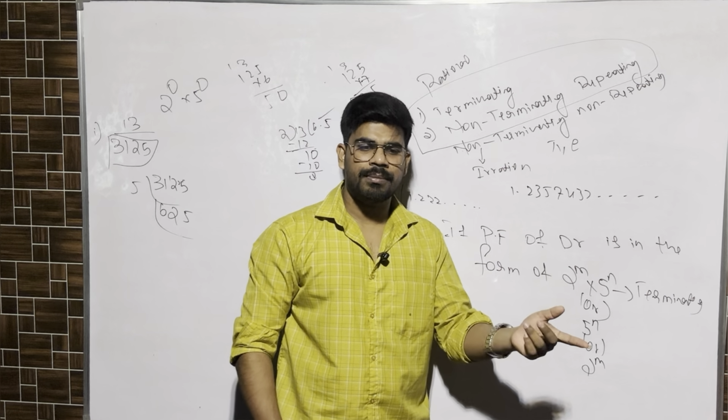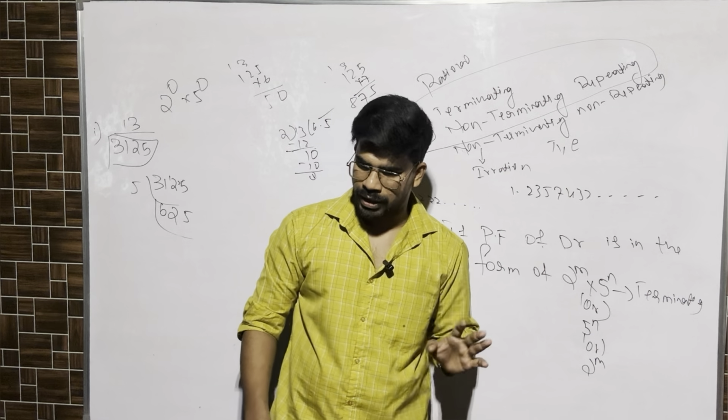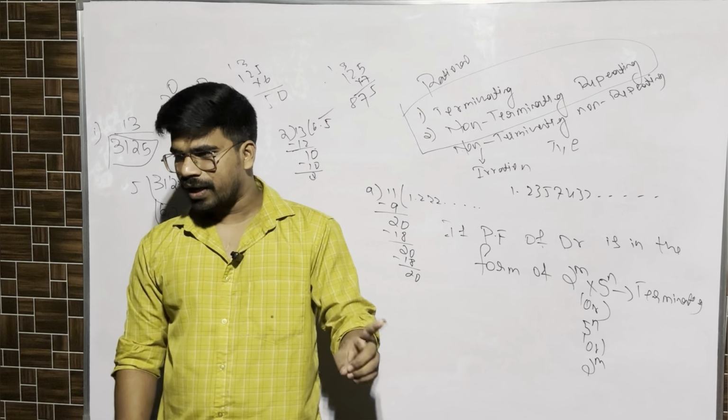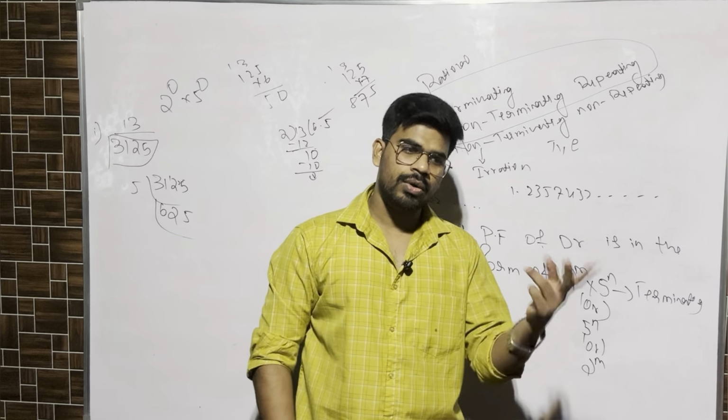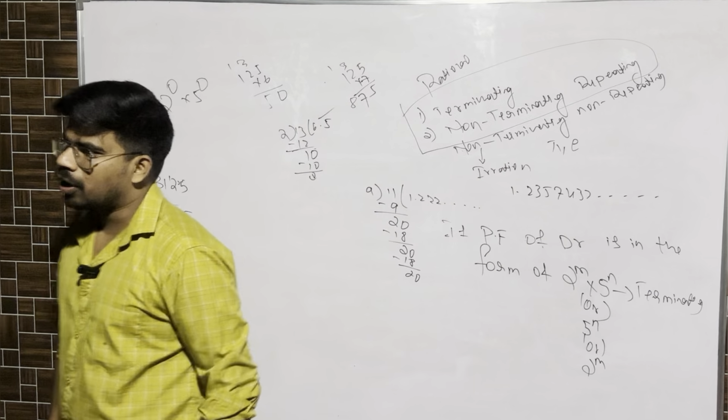Along with 2 and 5, if any other number came, non-terminating. Along with 2, 3 came, non-terminating. Along with 5, 7 came, non-terminating. It should either be 2 and 5, or only 2, or only 5. Then it is terminating. Otherwise it is non-terminating.